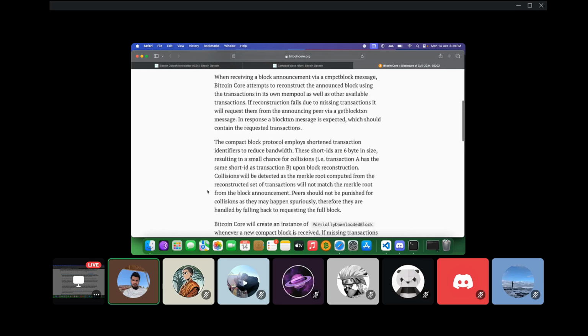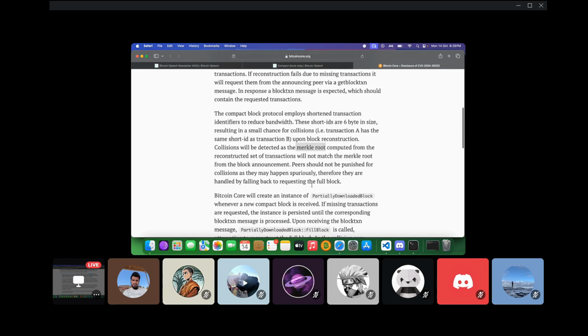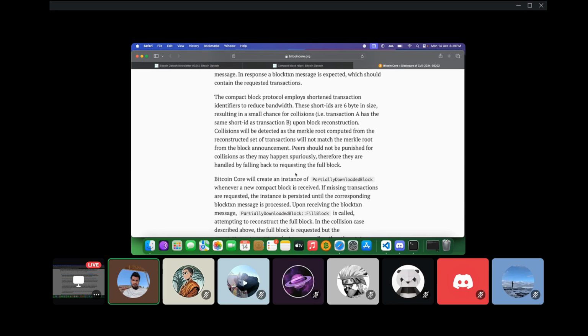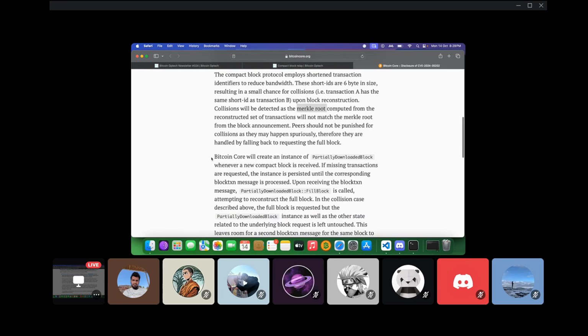So it shares transaction A with you and transaction B with you, which have the same short ID, okay. And in this situation, your Merkle root will not match the Merkle root of the block that was announced. Okay, so this is known as a mutated block. So any Bitcoin block that has two transactions with the same transaction ID, or any compact block that has two transactions with the same short ID, is a mutated block. It's an invalid block. In this situation, what will happen?